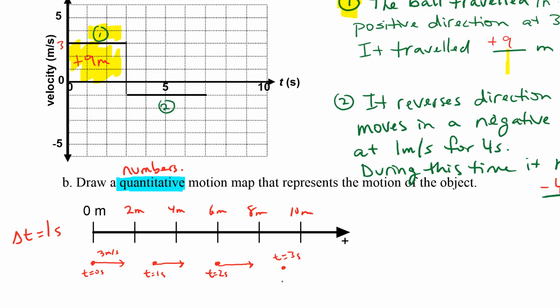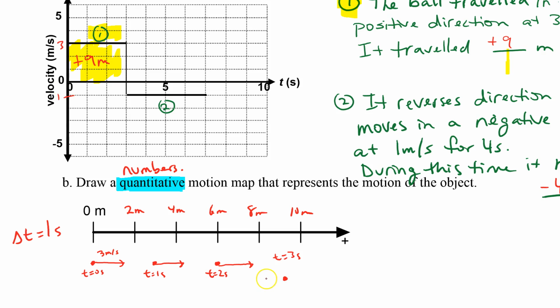So at this point, I'm actually going to be moving the other direction. So in fact, I could even draw this arrow just a little bit lower, just so I don't hit the other ones. Now I'm going to be going the other direction. So I'm going to be going in the negative direction. I'm going in the negative direction at -1 meter per second.